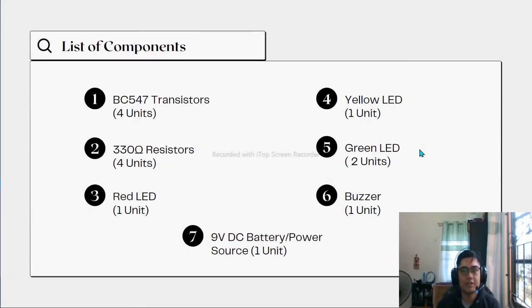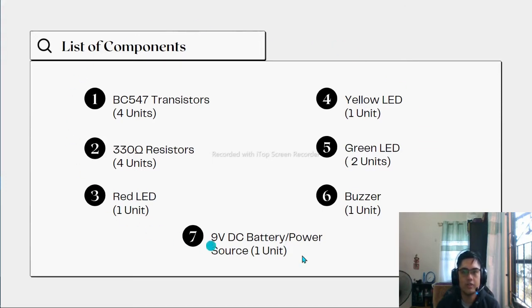So for my part, I will present to you the list of components, schematic diagram, PCB layout, 3D visualizer from top and bottom views, as well as the results. So without wasting our time, let's take a look at the list of components.